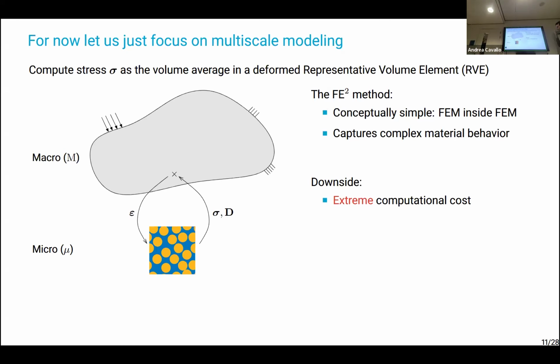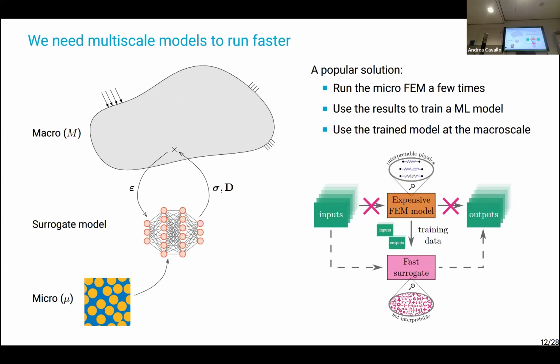So what a lot of people do is use surrogate modeling. So that's where machine learning comes in. What a lot of people do is they run this microscopic model a few times. They train a neural net to substitute it. And then when you move to the multi-scale simulation, you just use the neural network instead, which is very cheap. So the idea is very simple.